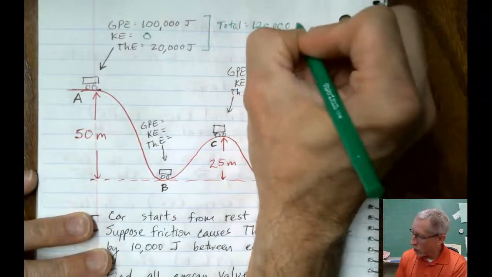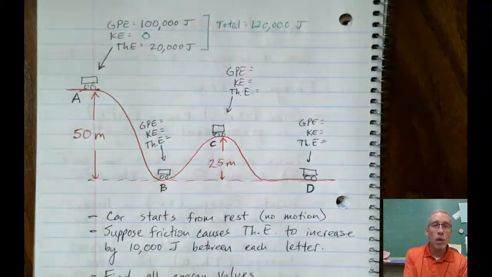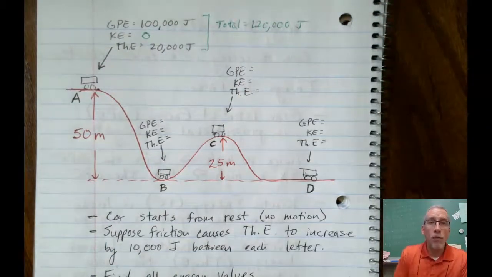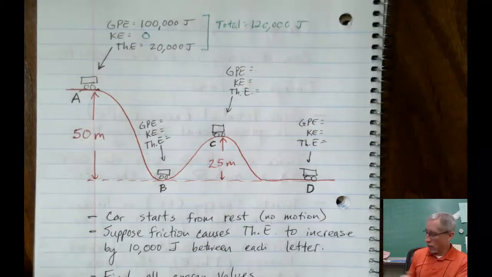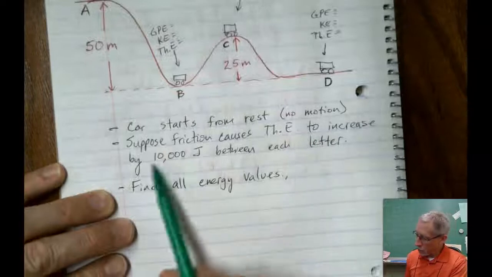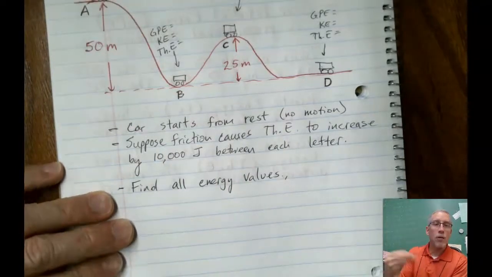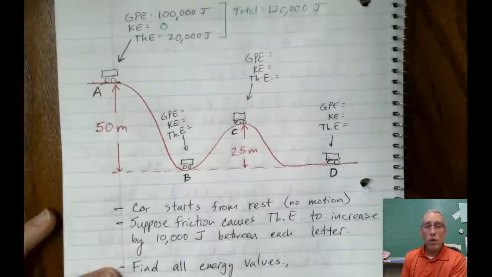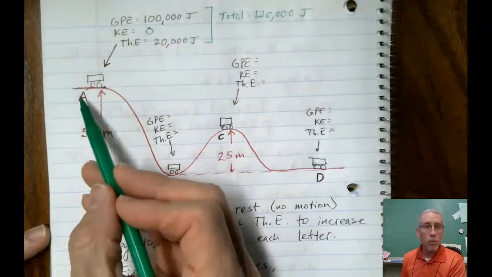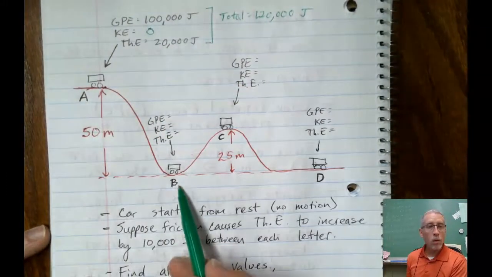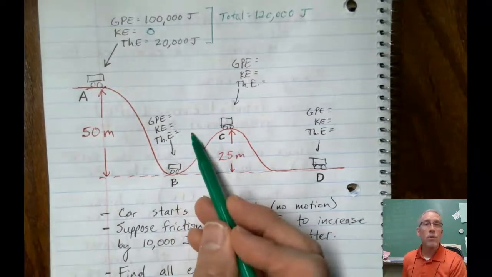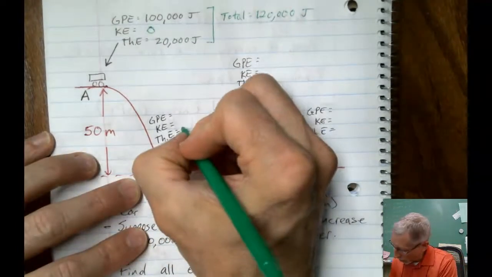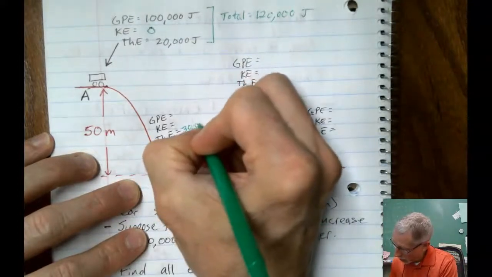That's really important to know, because conservation means we'll always have a total of 120,000 joules, okay? All right, what's the next piece of information to use? Between every lettered point, we're going to add another 10,000 joules of energy. So if we're starting with 20,000 here at position A, by the time we get to the bottom of the hill where position B is, we have another 10,000 joules. So we're up to 30,000 here.